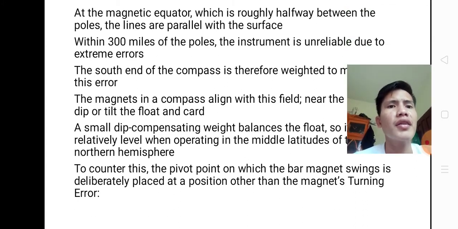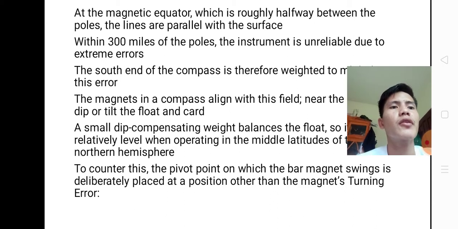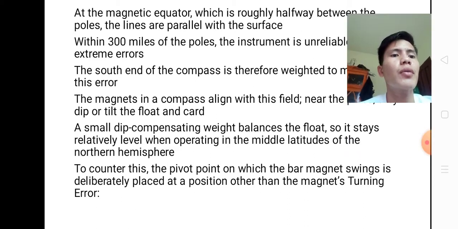At the magnetic equator, which is roughly halfway between the poles, the lines are parallel with the surface. Within 300 miles of the poles, the instrument is unreliable due to extreme errors. So, to counter this, the pivot point on which the bar magnet swings is deliberately placed at a position other than the magnet's center of gravity.